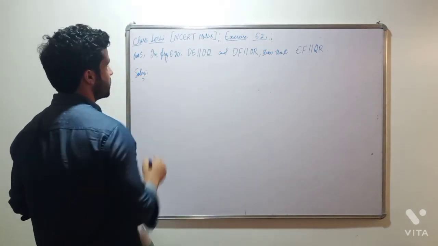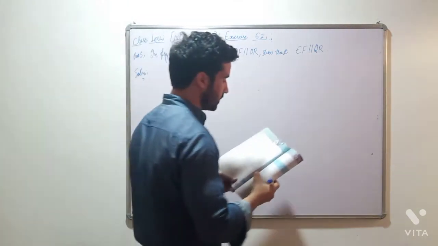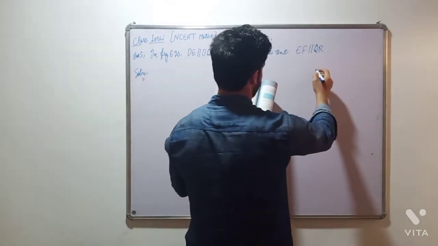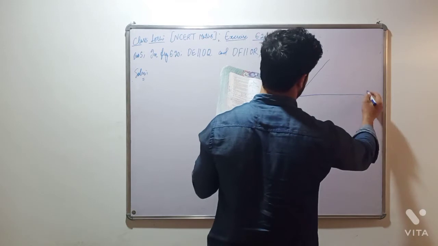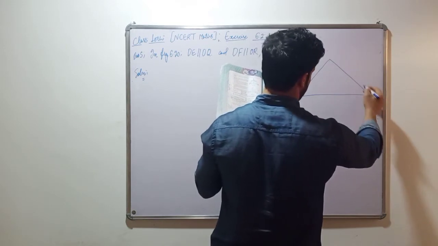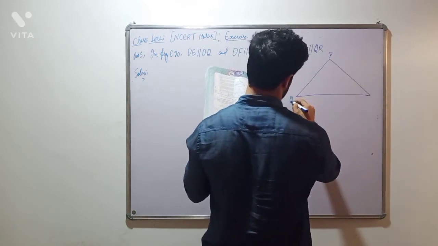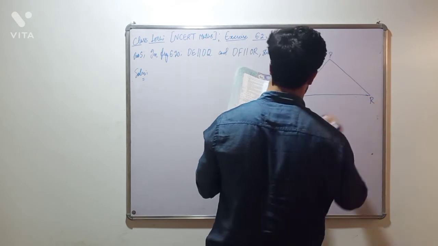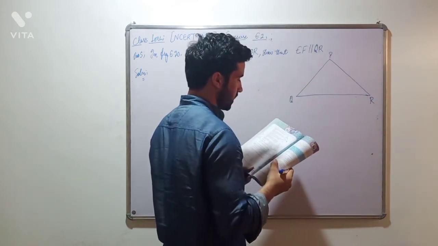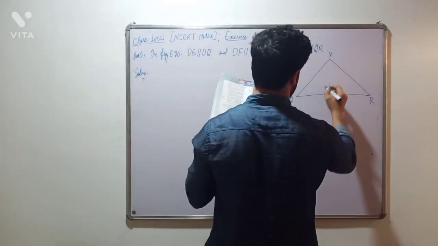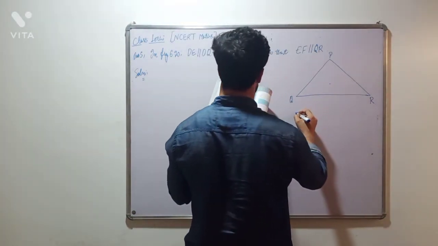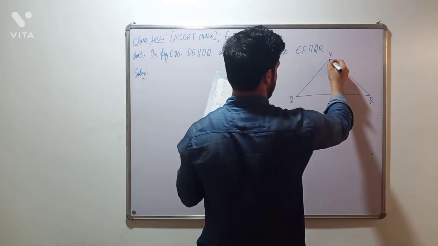This is the solution, and first of all let's make this figure. The figure is given here. It is somehow like this. It is triangle PQR here. In this triangle PQR we have, for example, point O here somehow, and this has been joined with P, Q and R, so it is somehow like this.